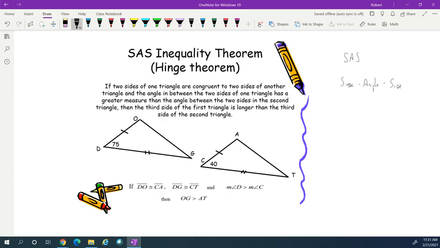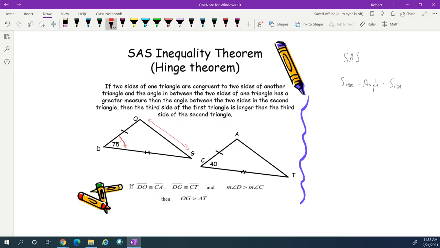So again, I want you to go back to that hinge idea of opening a door. The wider I open that door, the bigger that opening is for me to walk through. So if angle D is 75 and angle C is 40, well, 75 is bigger than 40, so OG is bigger than AT. Again, think about that door opening. If the door only opens 40 degrees, it might not be enough to walk through. But if it opens 75 degrees, you can easily walk through that doorway.